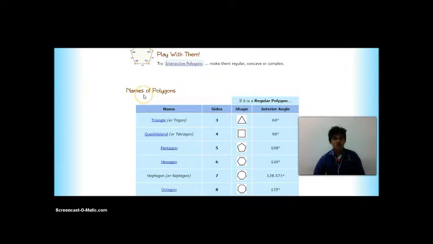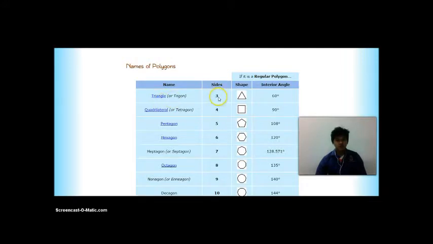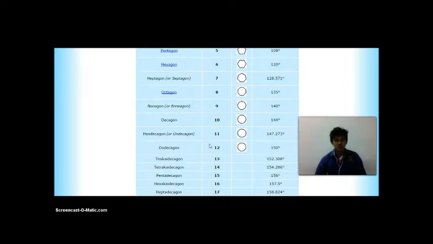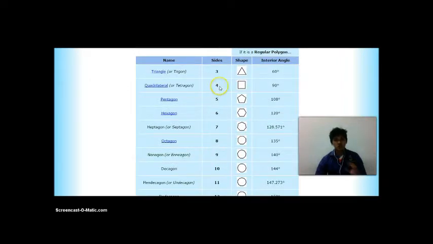Okay, now I will share with you the names of polygons. If it has 3 sides, we call it a triangle. The triangle's interior angle is 60 degrees, while a quadrilateral has 4 sides, like the shape of a square. A pentagon has 5 sides with each angle being 108. A hexagon is 6, a heptagon is 7, an octagon is 8, a nonagon is 9, and so forth. So you need to remember these types of polygons with the sides and the names.